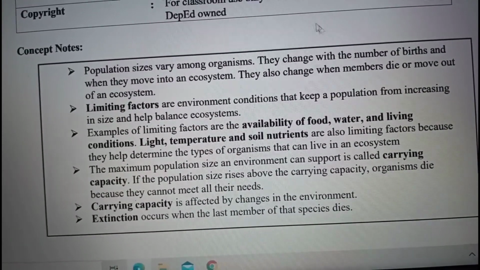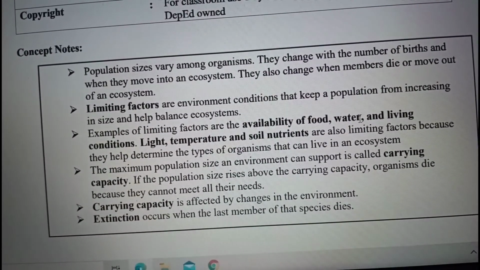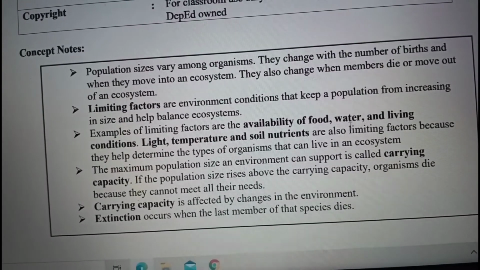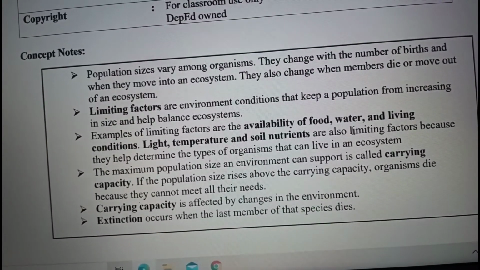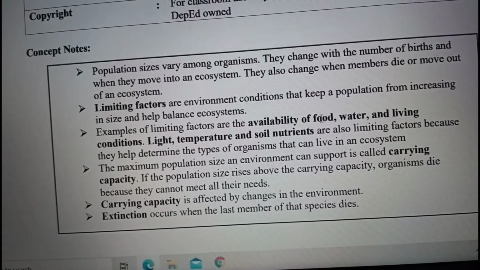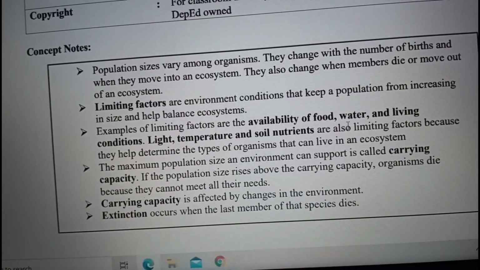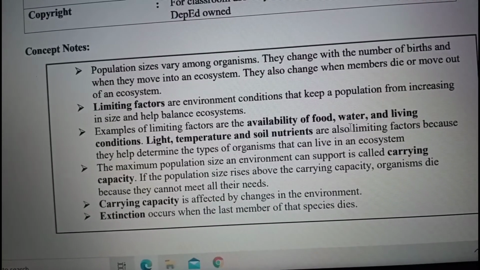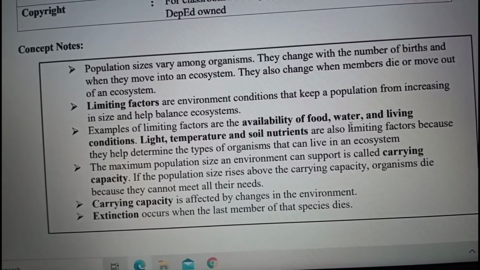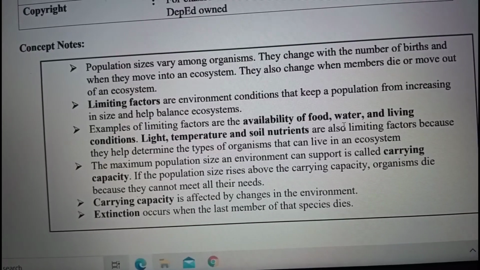Next is water. Okay? Which is important also. Water is life. So if there is available water or no available water, there are organisms, or almost all organisms, that need water. Okay? Even human beings, we need water. If without the water, we cannot survive.